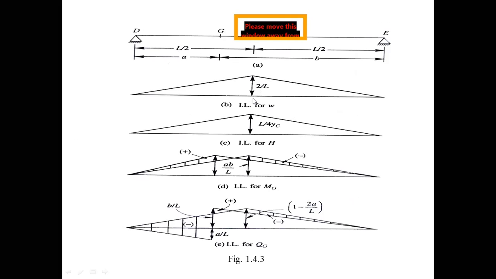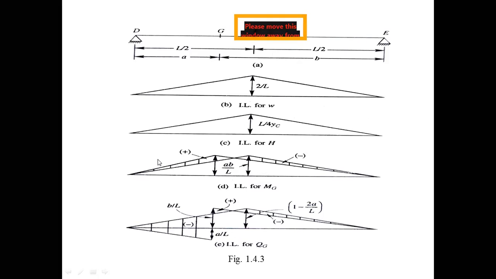For this L by 2, the same influence line for W is 2 by L as it is, and the influence line for H becomes L by 4 YC. Here the influence line for MG is the same as it is, AB by L. And the influence line for Q shear is A by L and B by L, and the ordinates are 1 minus 2A by L.